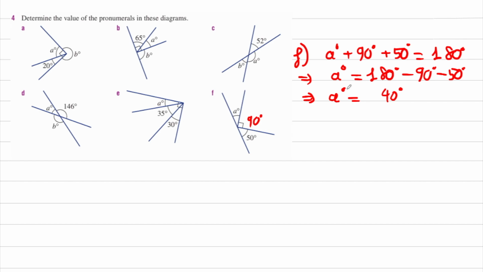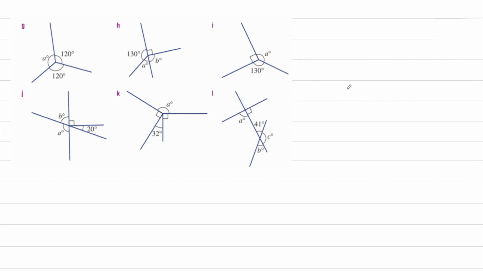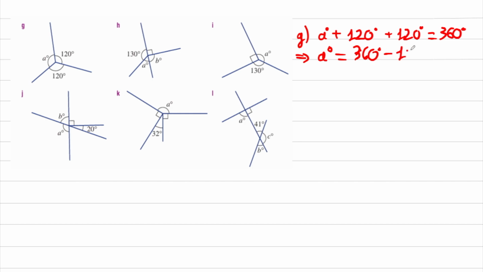The next question, you got G, 1 revolution. About revolution, it means the total of all angles have to be equal to 360 degree. It means you have expression A plus 120 plus 120 equal to 360 degree. And now I want to find A. 360 minus 120 minus 120. This is equal to 120 degree for question G.